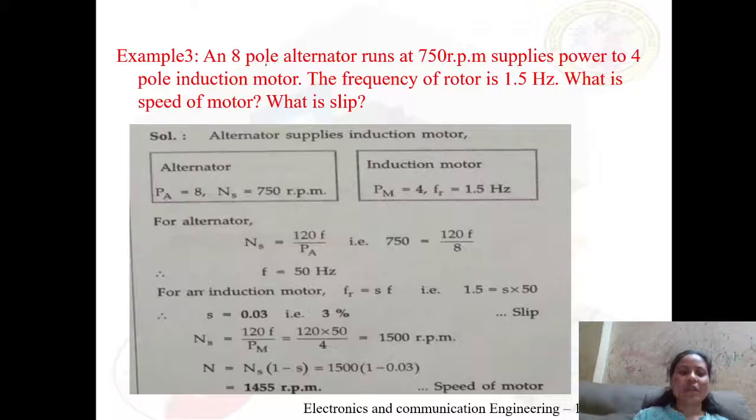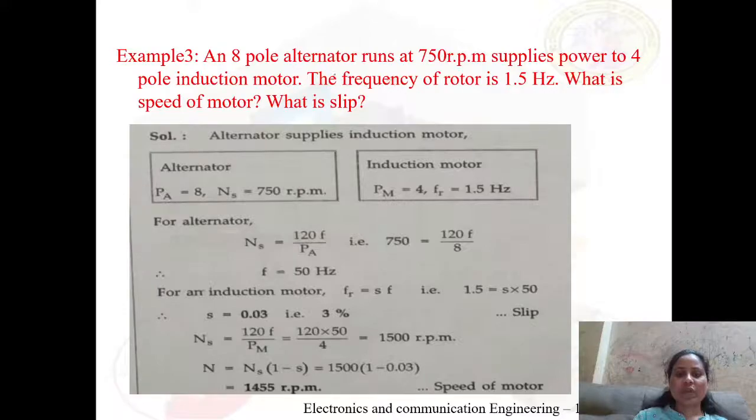Okay. Another problem. An 8-pole alternator runs at 750 rpm, and if it supplies the power to a 4-pole induction motor, the frequency of rotor is 1.5 Hertz. What is the speed of the motor? What is the slip? Okay, so here we need to find the speed of the motor and also the slip value.